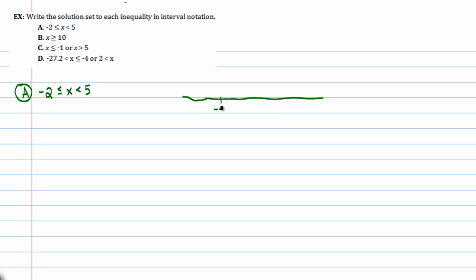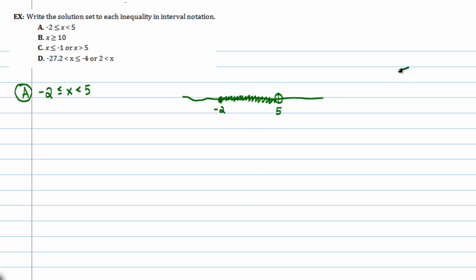Here's -2, let's say, and here's 5. And I know X can be any number in between those two. It can actually include the number -2, so I'll just fill that in with a solid dot for now. And then I know it cannot include 5, so I'll put an open circle around that. That's a graphing notation that I know a lot of instructors like.